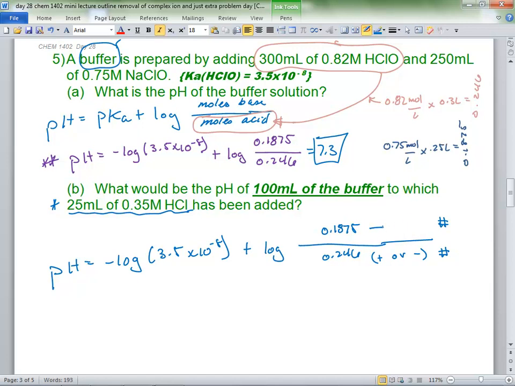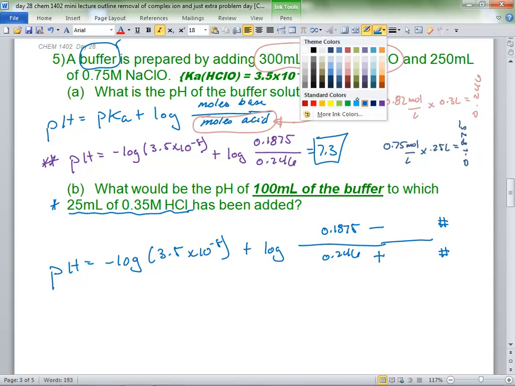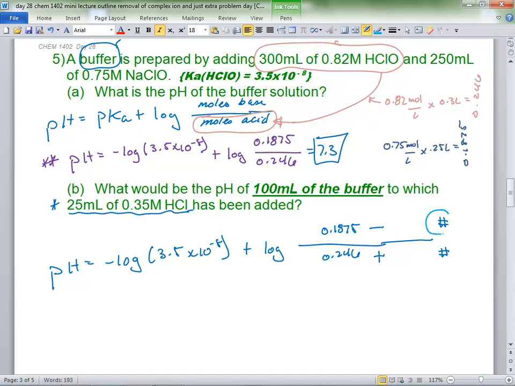Well, all that gets converted into moles of conjugate acid, so we have to add on the bottom. And what's this number that we're adding and subtracting? What's this number? Yeah, it's this thing. Okay, that's what that number is.